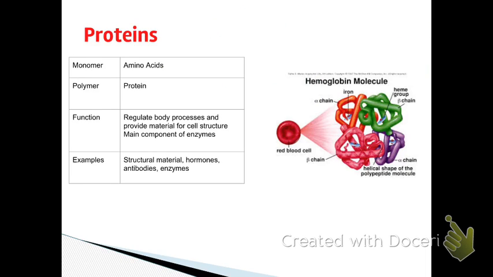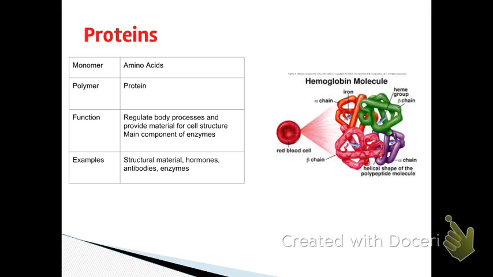Proteins. Proteins are one of the most common macromolecules. Proteins are the polymer itself, and they're made up of amino acids, so amino acids are the monomer. As for function, proteins kind of do it all. They help with body processes, we use them as material for cell structure, and proteins are primarily what an enzyme is made of.